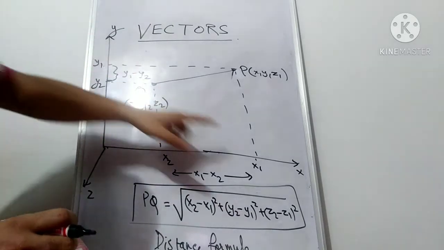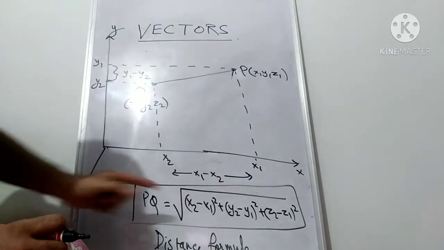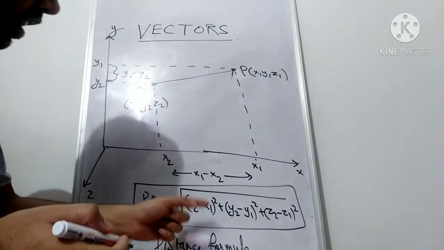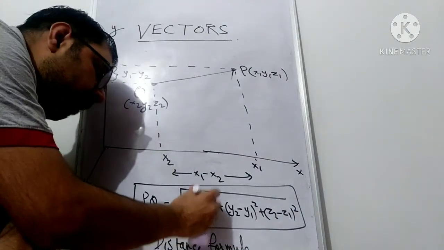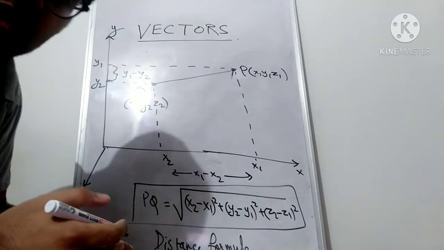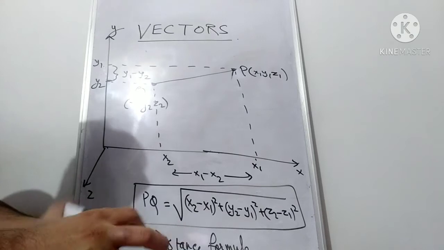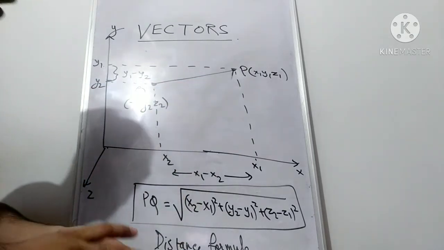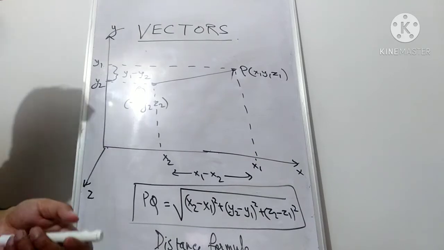But if we have three axes, x axis, y axis and z axis, then we will also take the difference of the z coordinates. So root of (x2 minus x1) square plus (y2 minus y1) square plus (z2 minus z1) square, and then the complete square root. This gives us the distance between 2 points whose x, y and z coordinates are given to us. So this is called the distance formula.